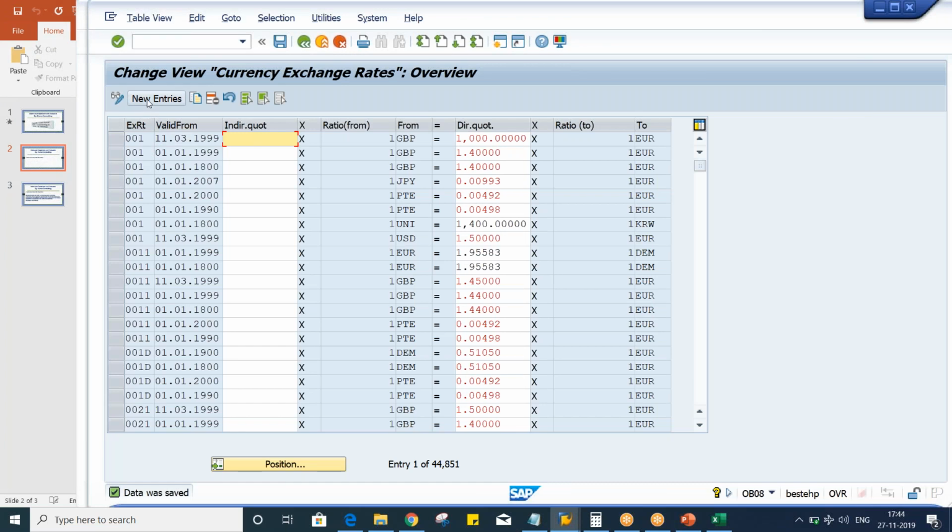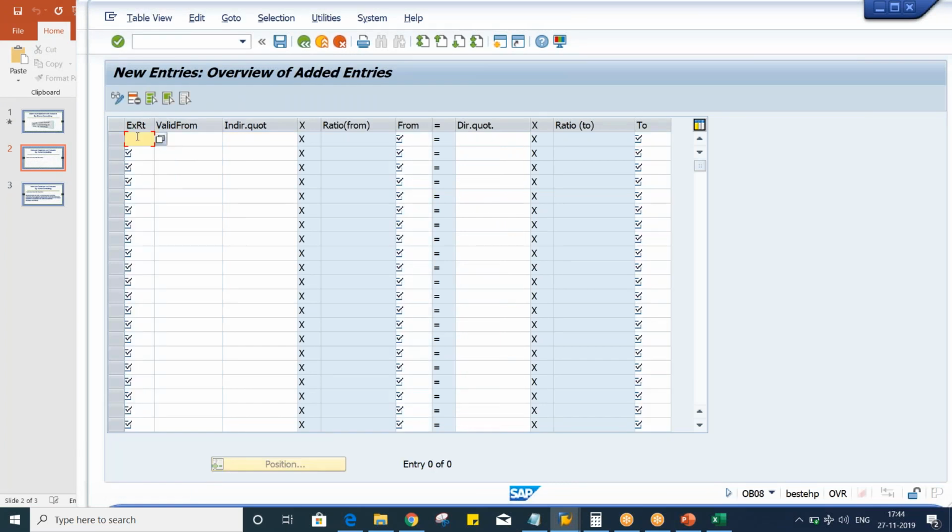Now we'll do one thing. Click on inventory and here give a validity, again 27th itself. Here let's suppose USD and here INR. So 1 USD equals, let's suppose, how much INR, guys? Let's suppose 100 INR. 1 USD equals 100 Indian currency.